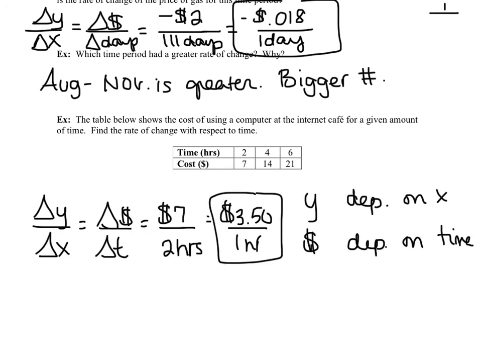So the first thing I figured out in this one is if y depends on x, then cost depends on time. That means that delta y is really delta money, which the money is changing by 7 each time. And this is in a 2-hour period, so my change in time is 2 hours. So $7 in 2 hours. If you divide top and bottom by 2 to make it into a unit rate, $3.50 per hour.